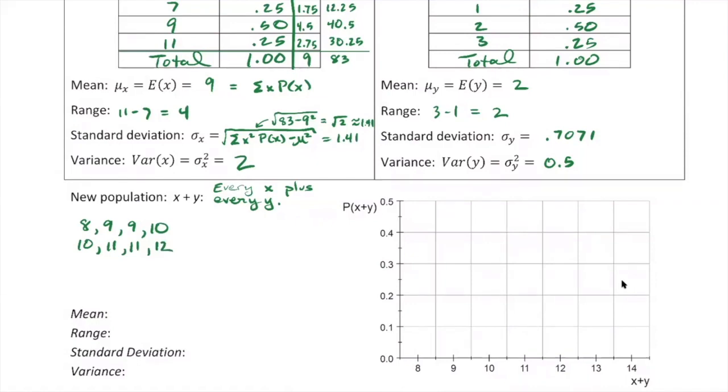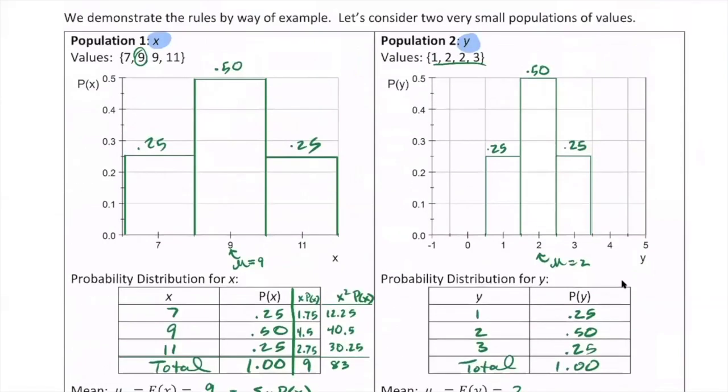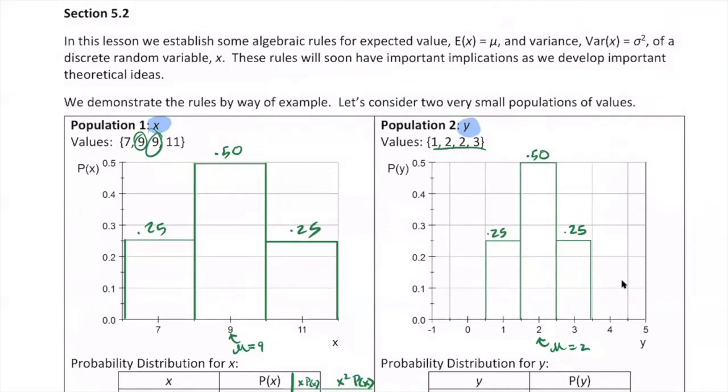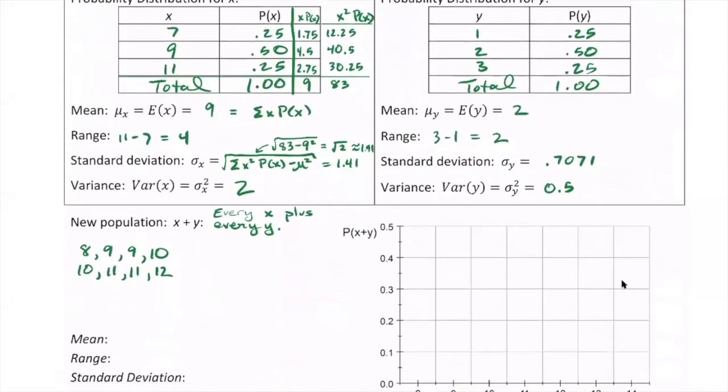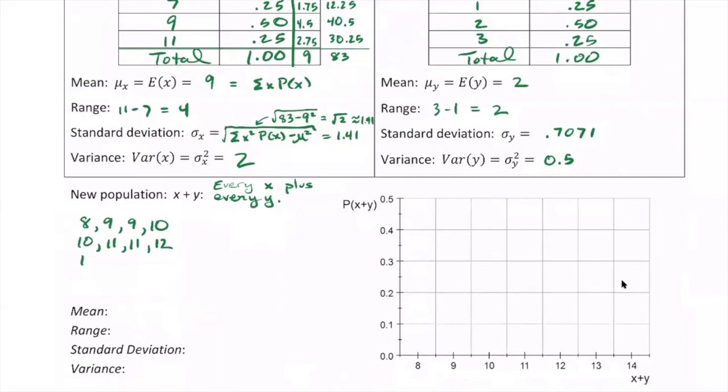Okay. Now there's another 9 here. So we have to do the same thing to the second 9. We add all the y values and you'll get the same as what we just got: 10, 11, 11, and 12.